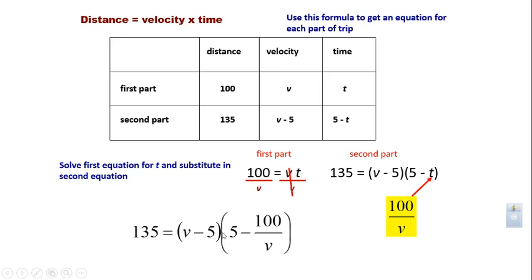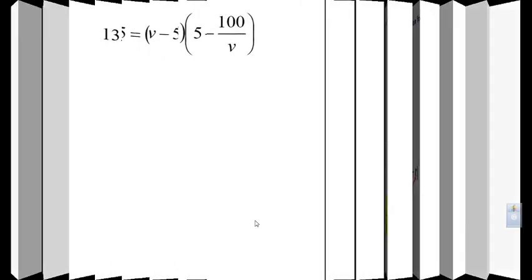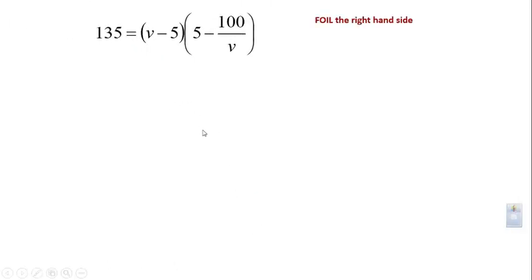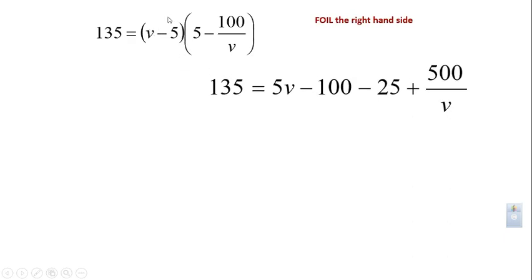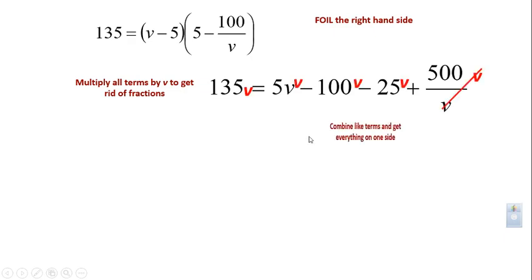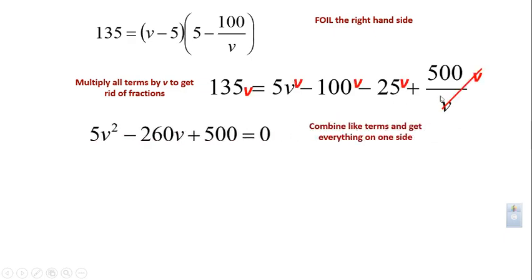average speed. So what I'm going to do here is I will distribute the parentheses. So I'll multiply v times 5, v times negative 100 over v, negative 5 times 5, and negative 5 times negative 100 over v. And that gives me this equation here, which I will then combine like terms, and then I will multiply both sides by v so that I do not have it in the denominator. So now my equation looks like this. 135v equals 5v minus 5v squared minus 125v plus 500.